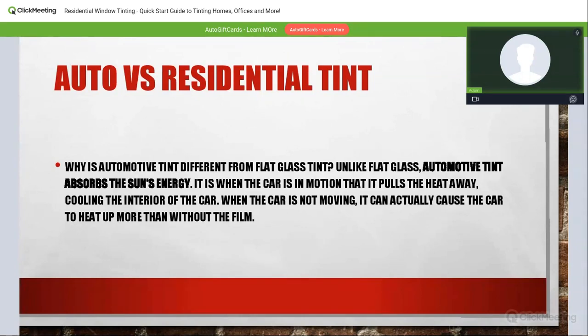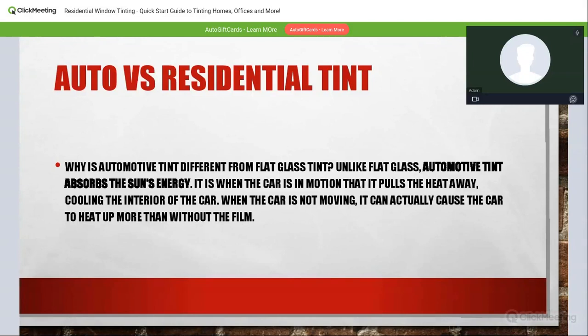This is the biggest no-no. We actually saw a Facebook thread as well saying that you can put automotive window film even in a house if there's no direct sunlight. That is totally false. The biggest difference between automotive film and residential film is that automotive absorbs heat and absorbs UV, whereas residential film reflects it.